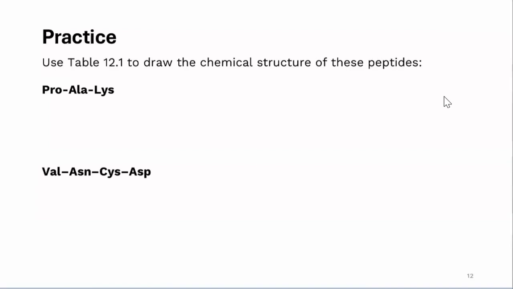Let's start with proline. Looking at the table in the in-class worksheet, it's going to be drawn as NH2 connected to an alpha carbon, connected to a C double bond O, OH. And then from that NH2, what we have is a cyclic system that looks like five atoms overall. That nitrogen is positively charged.